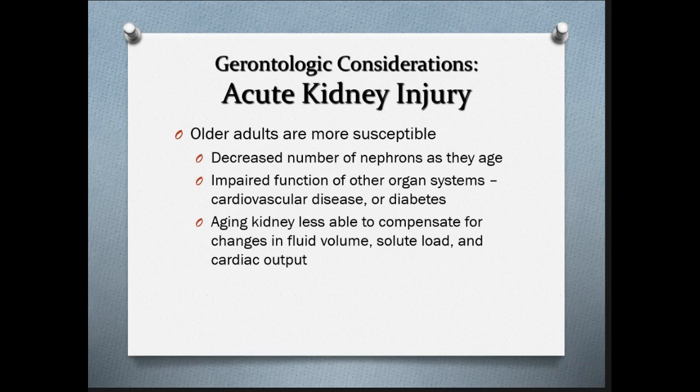A BUN of 20 to 50 signals mild azotemia. Levels greater than 100 indicate severe renal impairment. Uremic symptoms are seen when the BUN is around 200 or higher. Serum creatinine levels of greater than 4 indicate serious renal impairment. Glomerular filtration rate is used to evaluate and stage chronic kidney disease. The GFR is a calculated value determined using a formula that includes the serum creatinine, patient's age, gender, and race.